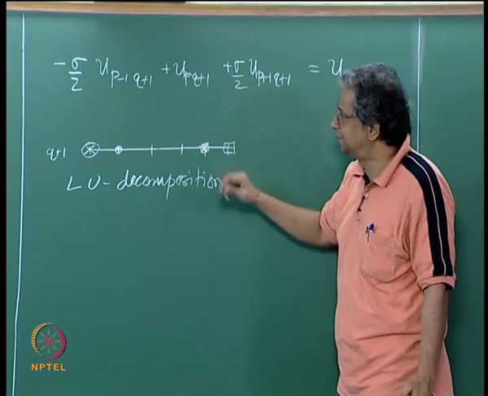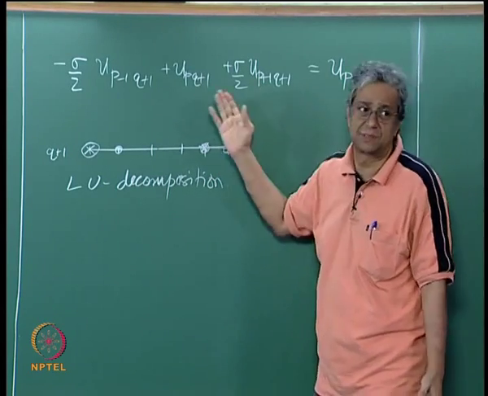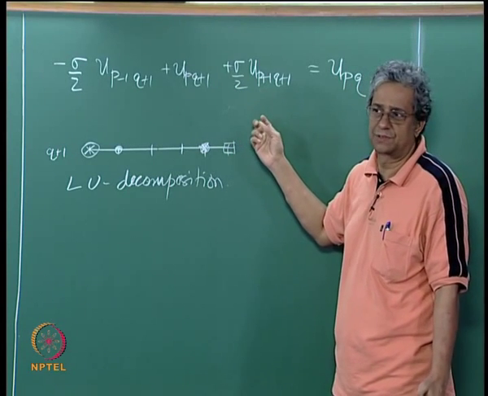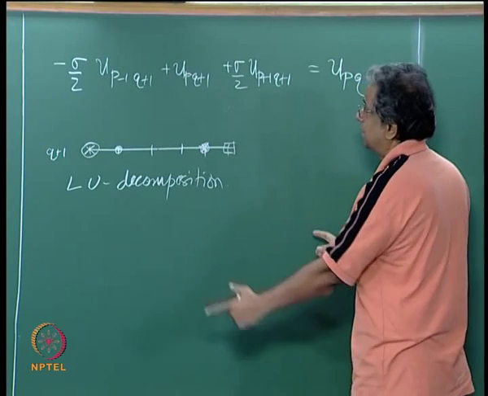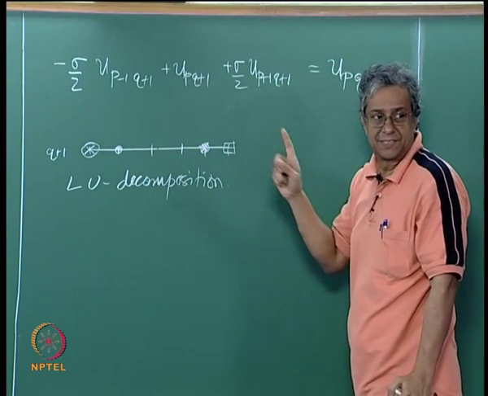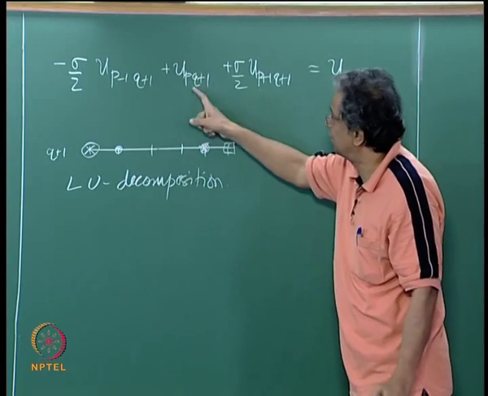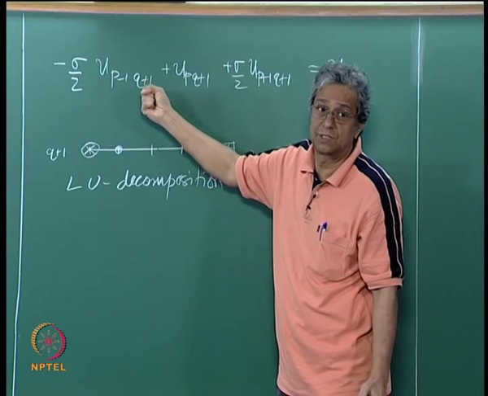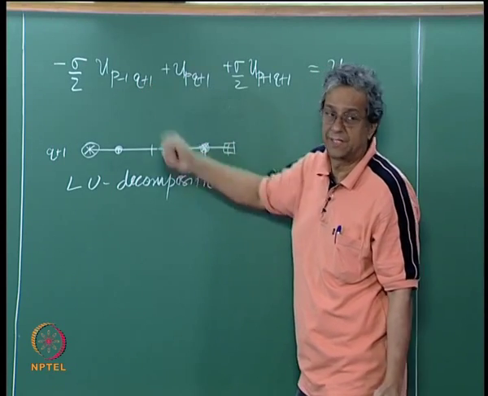So this gives you a system of equations, that is the key point that I want to make. And because these equations appear together, the quantities that you want appear together, packed together, it is called an implicit method, fine, it is called an implicit scheme.